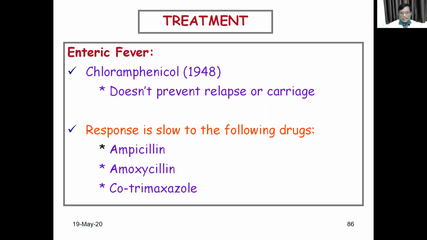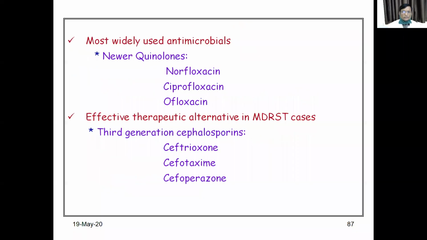Nowadays, the third generation cephalosporins are the drugs of choice, but sometimes ampicillin, amoxicillin, and cotrimoxazole are also useful. The mostly used antimicrobials are the newer quinolones: norfloxacin, ciprofloxacin, ofloxacin. An effective therapeutic alternative in resistant cases, multi-drug resistant Salmonella typhi cases, are the third generation cephalosporins: ceftriaxone, cefotaxime, and cefoperazone.